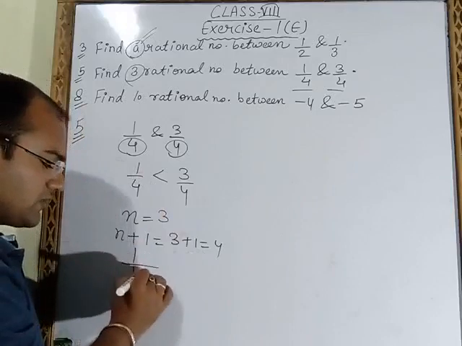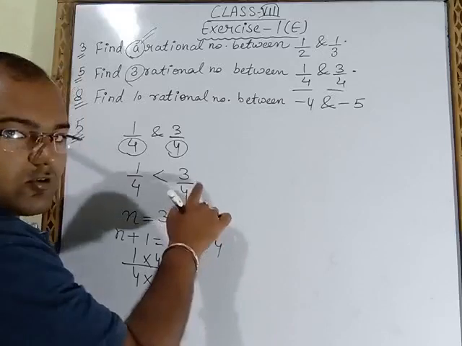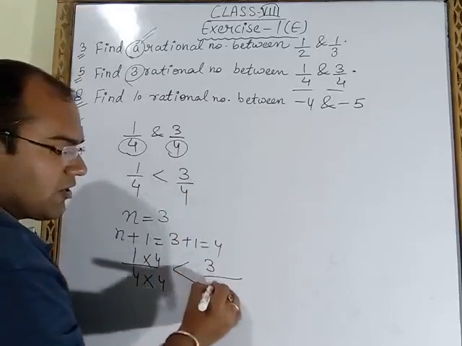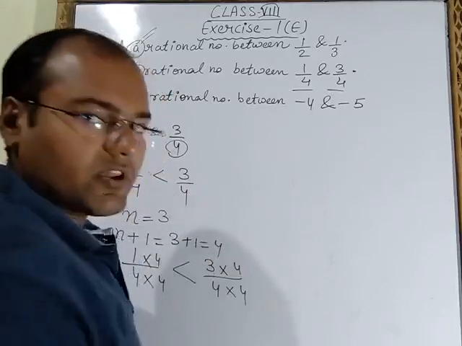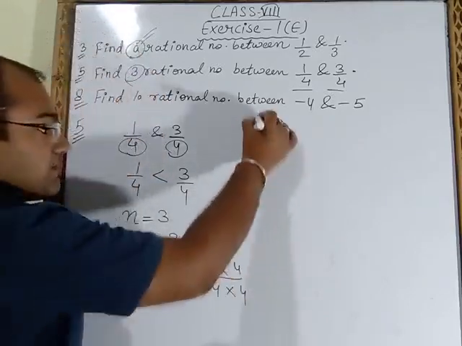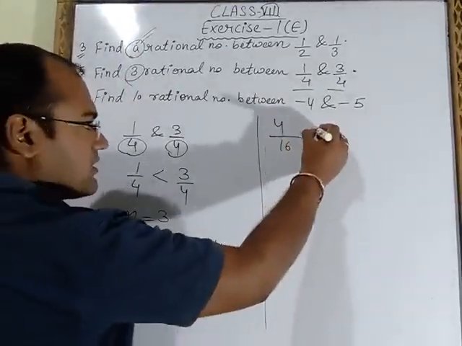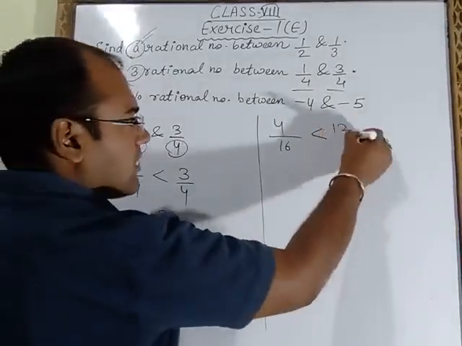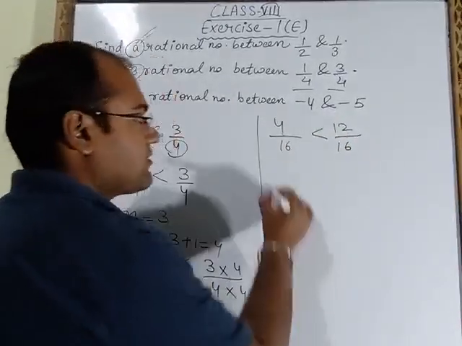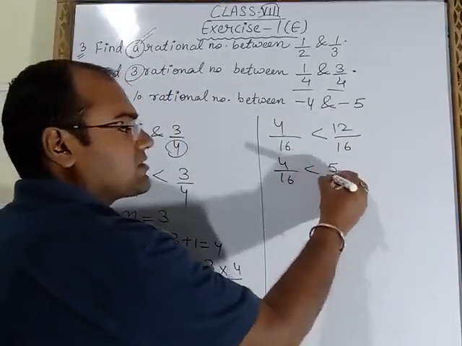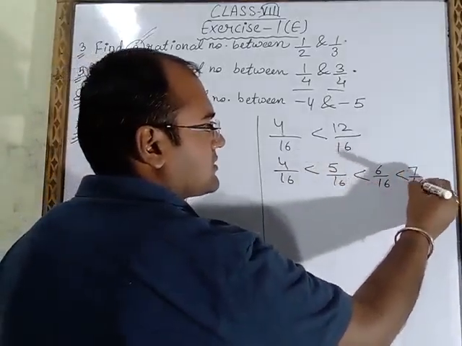So 1 upon 4 is given. In numerator and denominator you have to multiply with 4. In the same way we have to do here also. 3 upon 4, numerator and denominator we have to multiply with 4. Now the next step, 1 into 4 will be 4 upon 4 into 4 is 16, less than 3 into 4 is 12 upon 4 into 4 is 16. Between 4 upon 16 and 12 upon 16 we will get 5 upon 16, 6 upon 16, 7 upon 16.